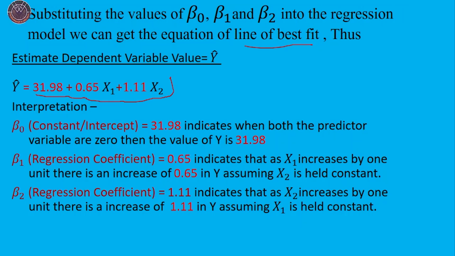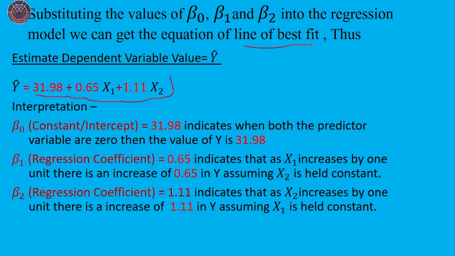Now, what is beta 1? Beta 1 is the regression coefficient for x1, that is revision time, which is 0.65. It indicates that as x1 increases by 1 unit, there is an increase of 0.65 in y, assuming x2 is held constant. So when x2, our number of classes, is kept constant, if there is an increase of revision time by 1 unit, there will be an increase of 0.65 in your exam score.